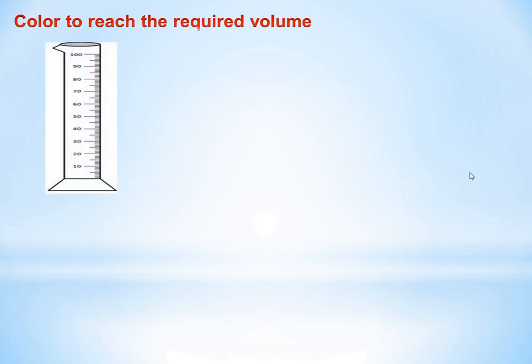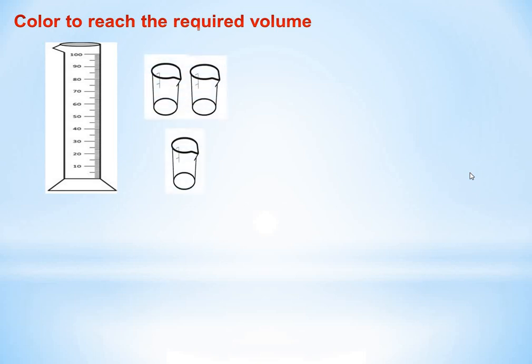Okay. Here we have a graduated cylinder. We will pour 3 cups. Each one is what? Each one is 10 milliliters. That's right. Okay. So 10 plus 10 plus 10, so the volume of this liquid will be what? 10 plus 10 plus 10 will be 30 milliliters. So we will color up to 30 milliliters.